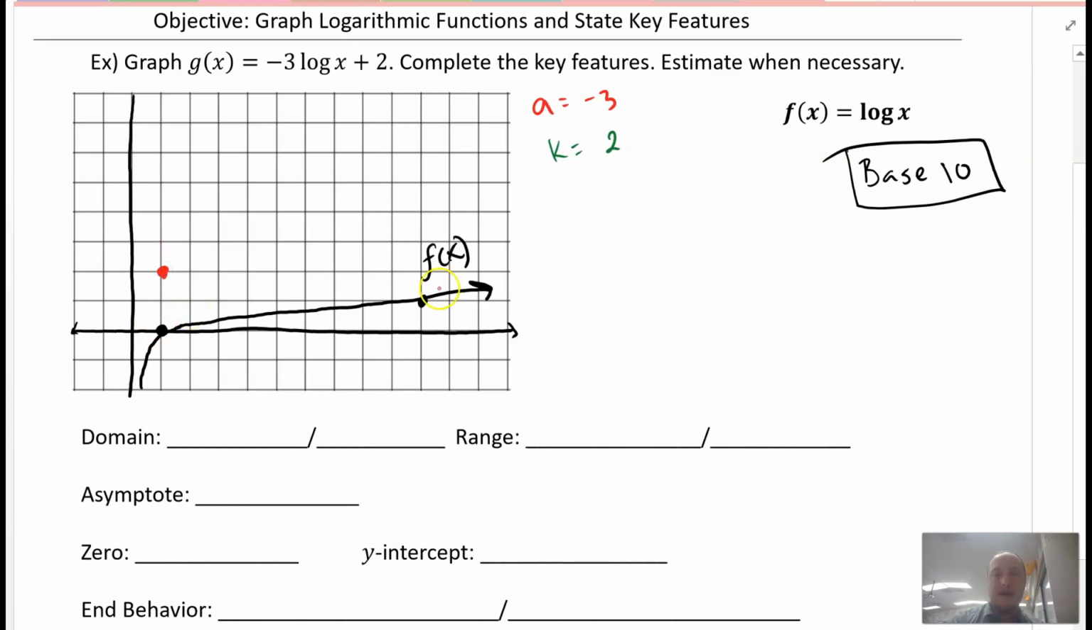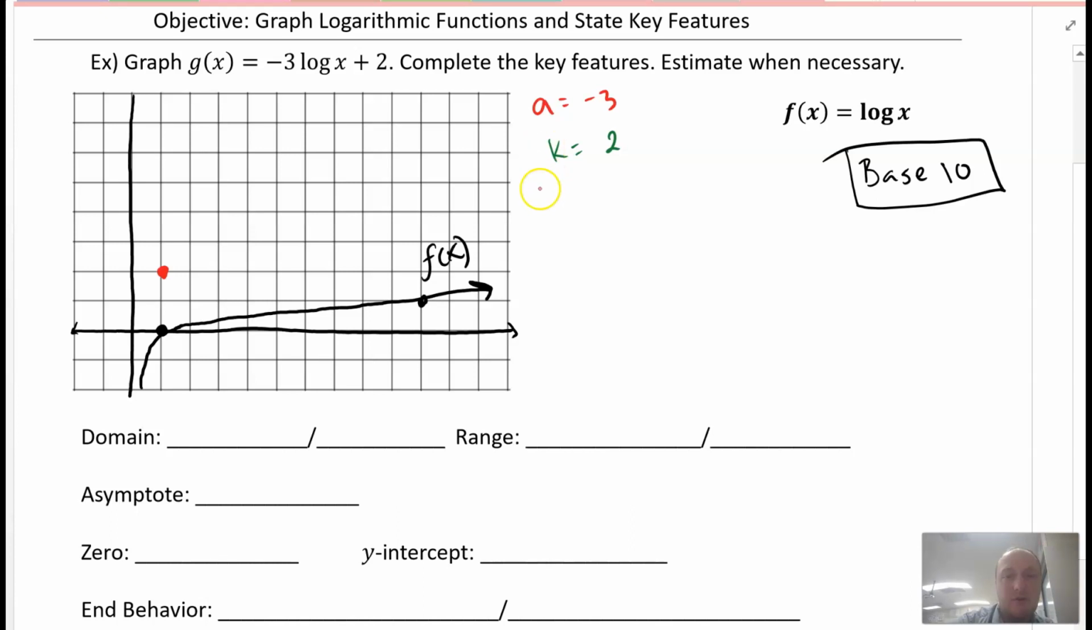And then my next point, over 10 up 1, I'm going to stretch it by a factor of -3. So a factor of -3, the negative causes reflection. So I'm going to reflect down. Instead of going up 1, I go down 3. So down 1, 2, 3.